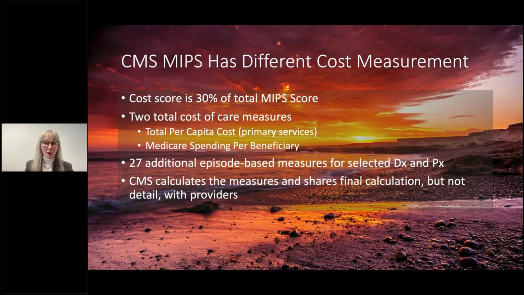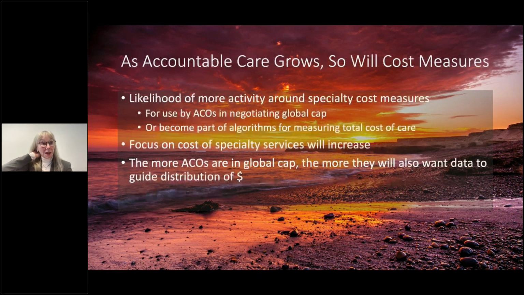I think there's a growing understanding, even though the overall initiative gives a lot of freedom to ACOs to develop costs in a different way through population health and coordination of care and so on, that eventually they are looking at individual targets for how that is effective or not. I think it's likely that we will see some of that around specialty cost measures for use by ACOs in negotiating a global cap. If CMS is successful in pulling ACOs into the ACO PC Flex program, those ACOs will most likely be negotiating a global cap, just like ACO REACH can negotiate those global caps.